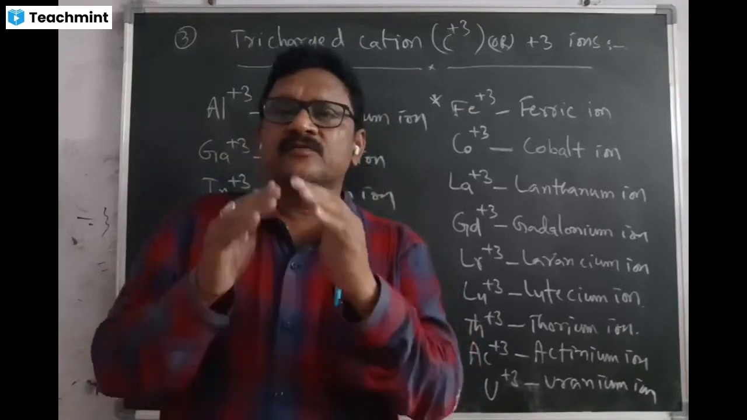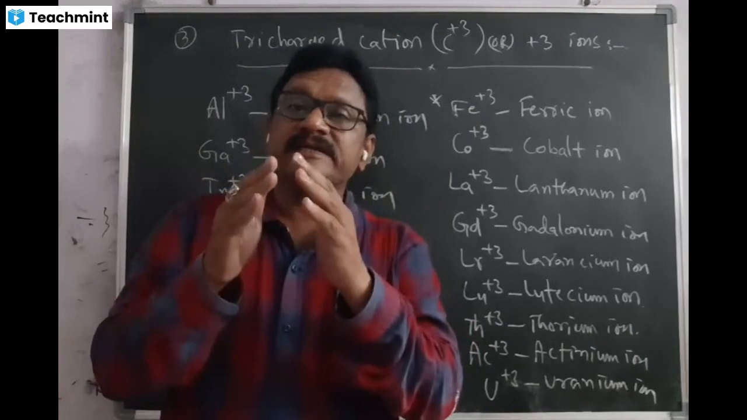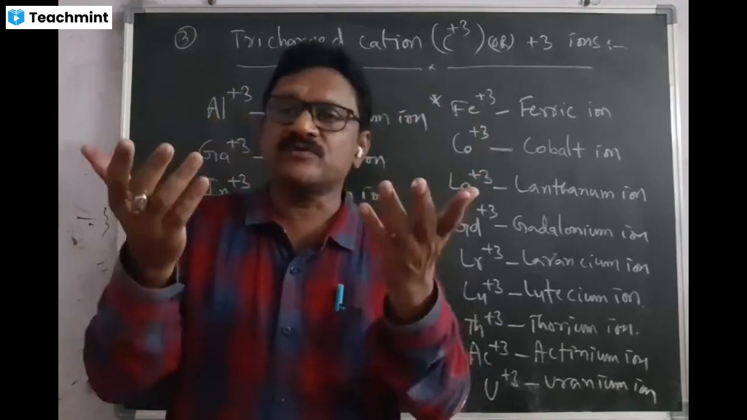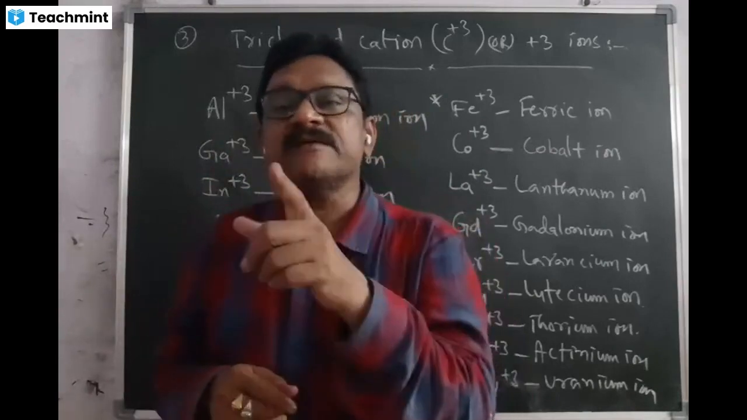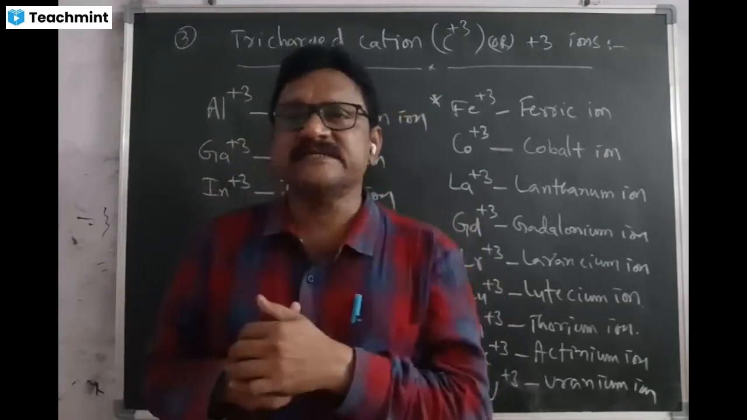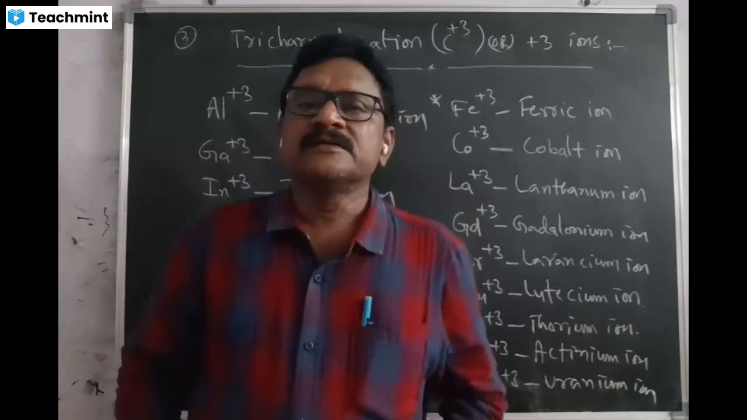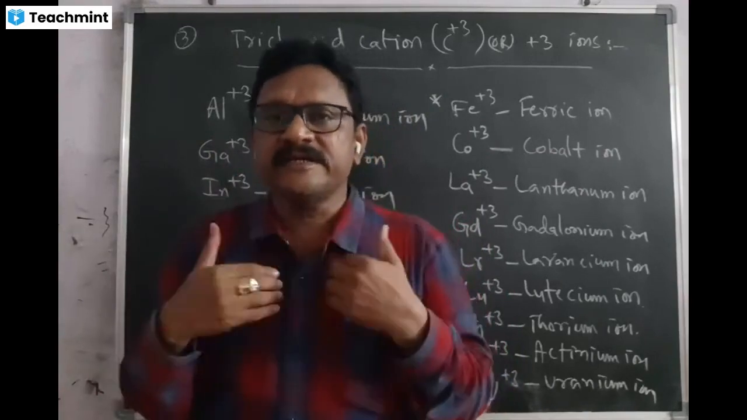Okay, a metal or an atom may have three or four oxidation states, but among them one oxidation state is stable and a happy state, that is called the happy state. For example, you listen carefully.